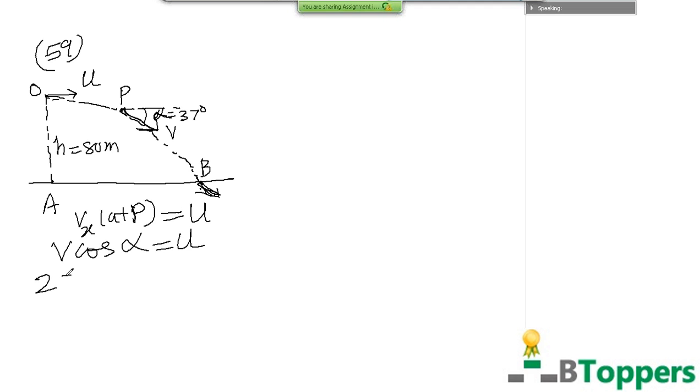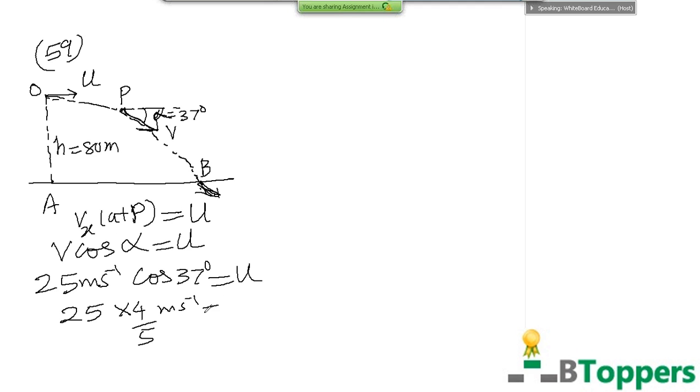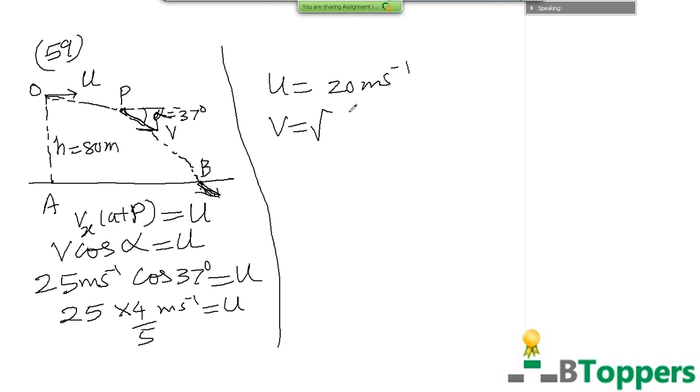You are given that V equal to 25 meters per second at the instant when alpha is 37 degrees. So you can take cos 37 degrees equal to 4 by 5. So from this you get the initial speed of projection as 20 meters per second. The magnitude of velocity of projectile at any instant during the motion under the influence of gravity is given by V equal to root of Vx square plus Vy square.